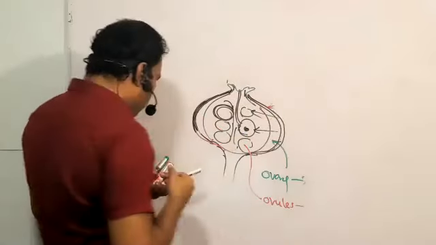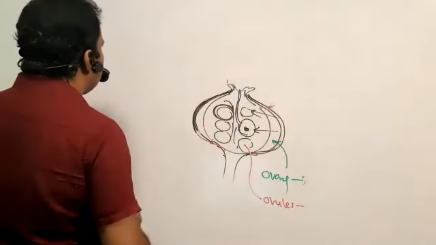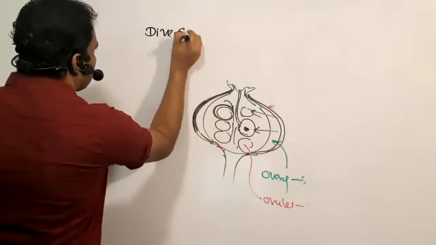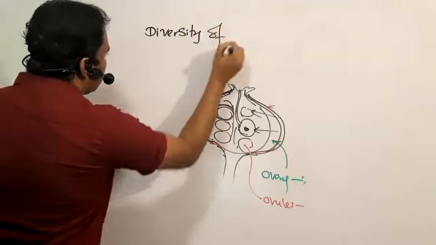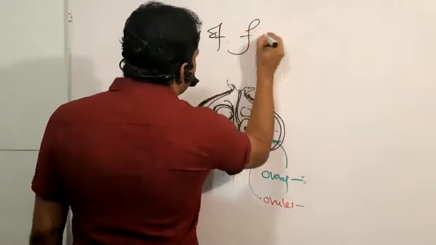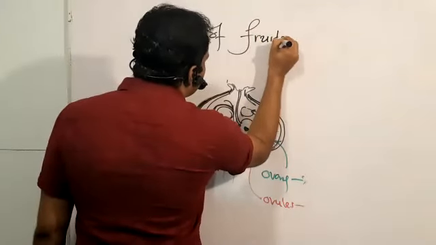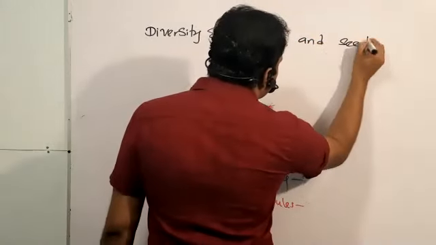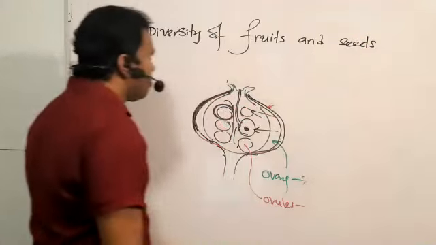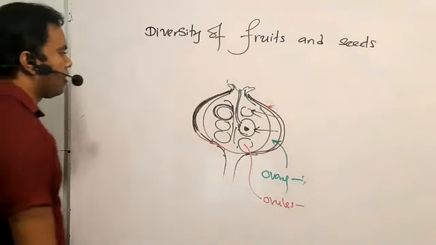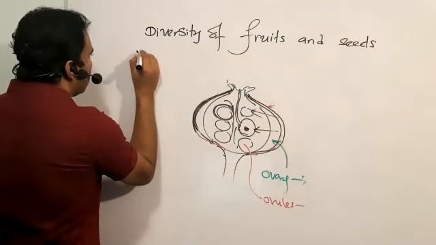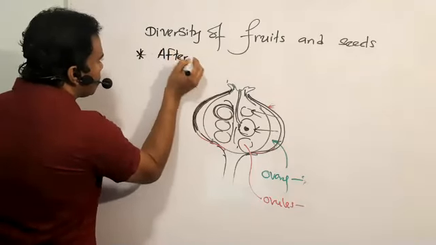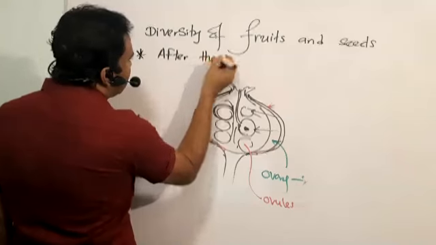Diversity of fruits and seeds. Diversity of fruits and seeds. Okay, under that take down: after the pollination.